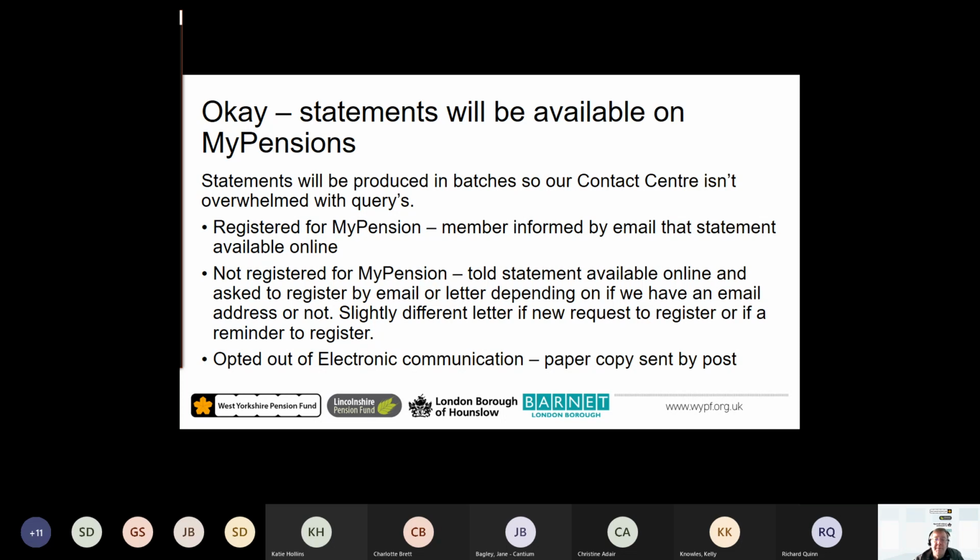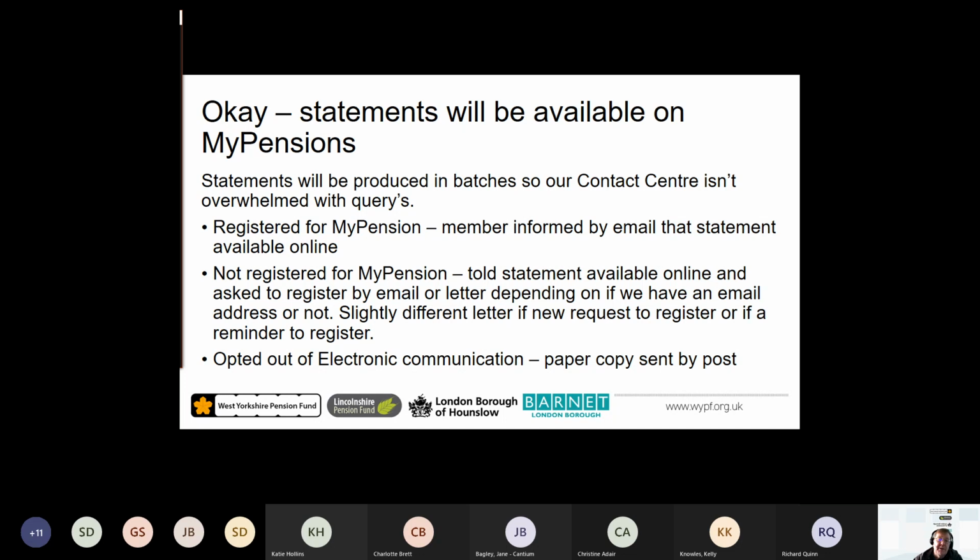If a member's not registered for My Pension, they will be told their statement is available online and asked to register by email or letter, depending on if we've got an email address or not. So if we've already got an email address for a member, we will email them and say, your pension statement's available online, register for My Pension, you'll be able to see it. If we don't have that email address, we will write to their home address, telling them that their statement's available and asking them to register. It's a slightly different letter depending on whether we wrote to them last year or not, but fundamentally the same thing.